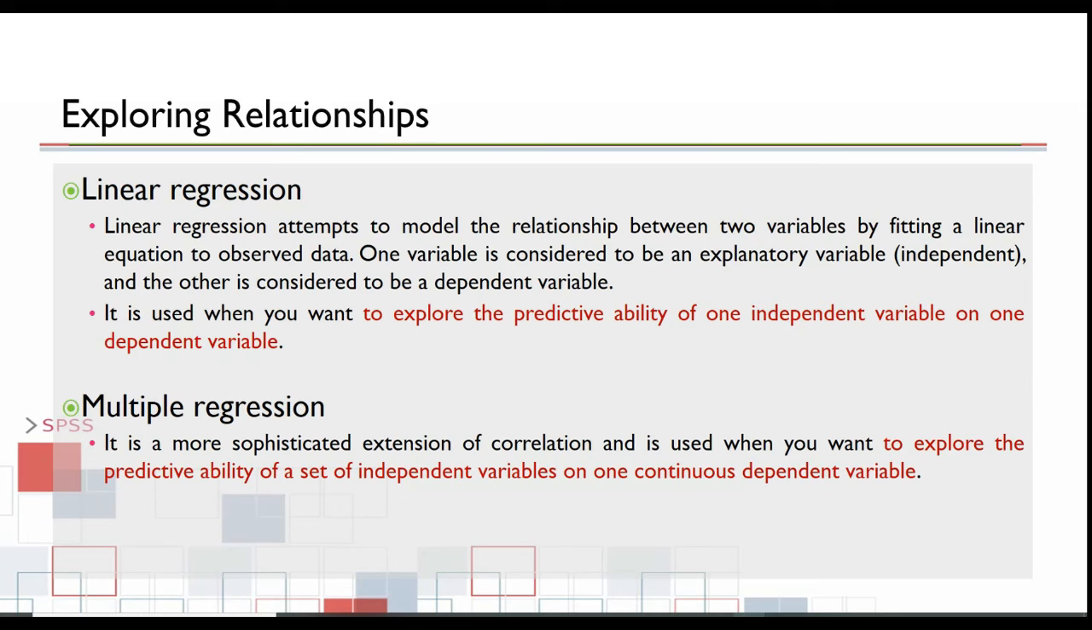It is a more sophisticated extension of correlation and is used when you want to explore the predictive ability of a set of independent variables, meaning that more than one independent variable. You have 2 or 3 or 4 independent variables on one continuous dependent variable. You should run multiple regression. Okay, so this is the difference between linear and multiple regression.